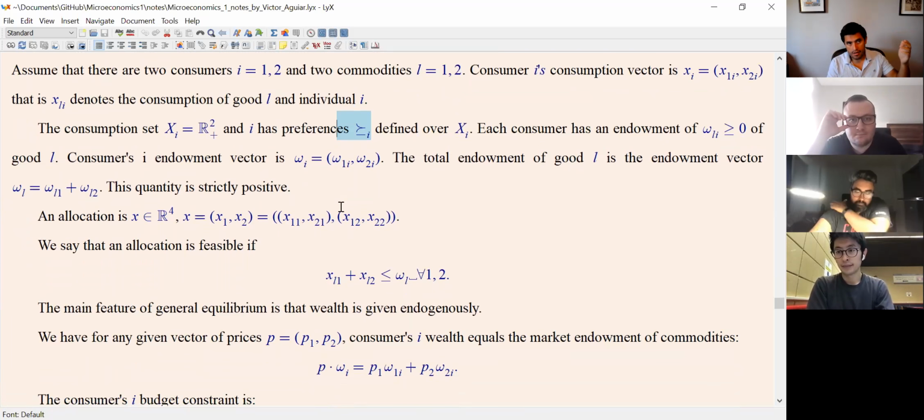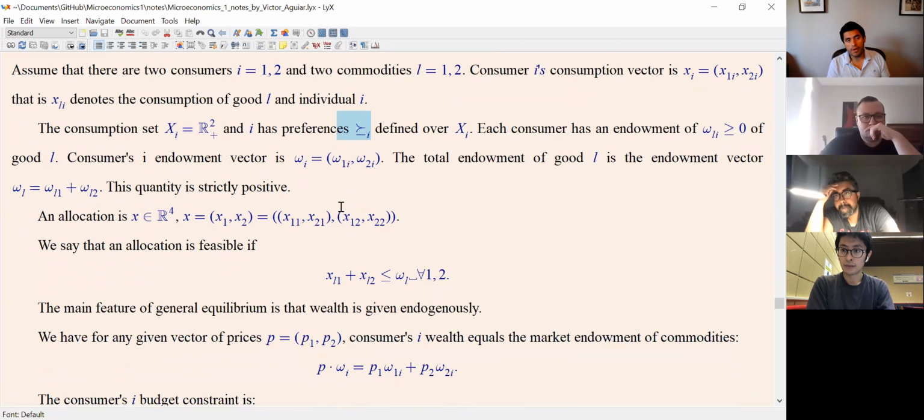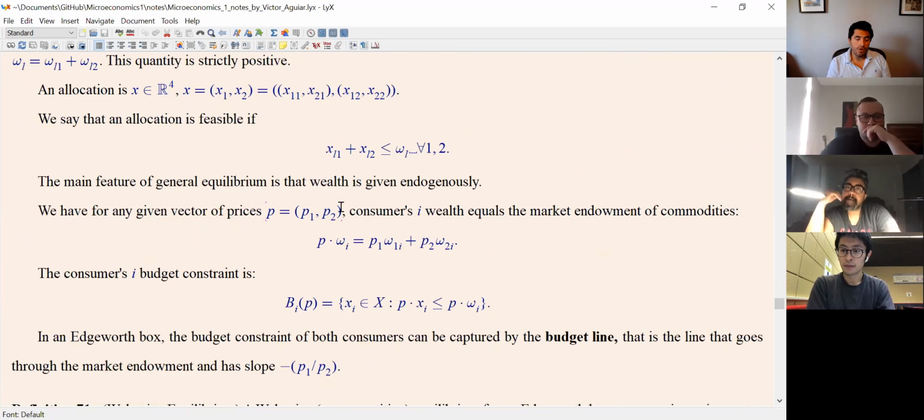So preferences may not even have a utility representation, right? For instance, lexicographic preferences. Or you can replace the rational model with another model that is basically non-complete and transitive, and you can still define a general equilibrium, right? But most of the models that you're going to see in the core exam are rational models, okay?